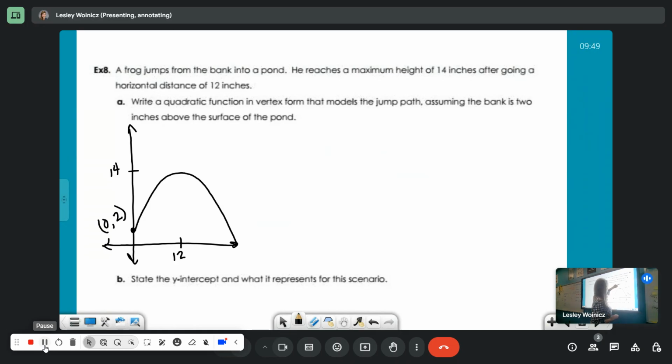So I know that my vertex, whoops, I kind of didn't draw that very well. Okay. Wow, that's really going to bug me. It's worse. We're just going to ignore it. It is 12 to the right and then 14 up. Okay, so my H is 12, my K is 14, my X is 0, and my other Y is 2. I'm going to substitute everything I know into my vertex form and solve for A.